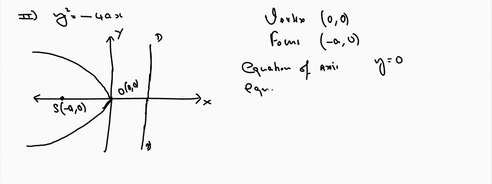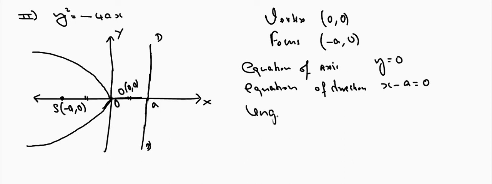Then the equation of the directrix. The directrix is d dash. If the focus is (minus a, 0), then the distance will be the same: the distance from the origin to S is the same as from the origin to the point of intersection of the directrix and the x-axis. Then it passes through A, so the equation will be x equals a, or x minus a equals 0. Here also the length of the latus rectum is 4a.